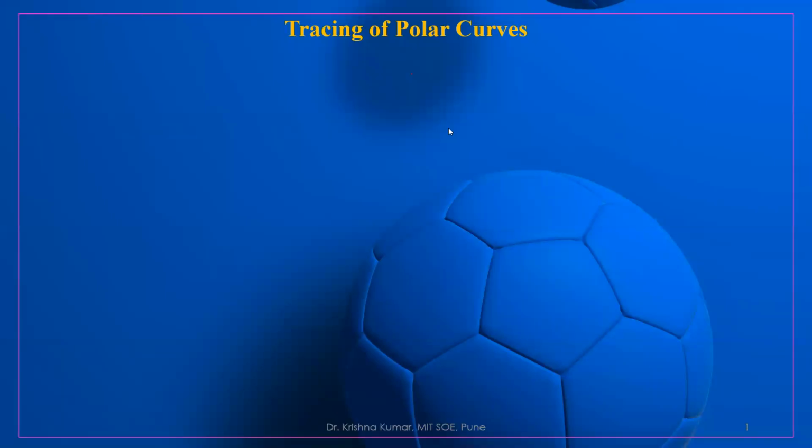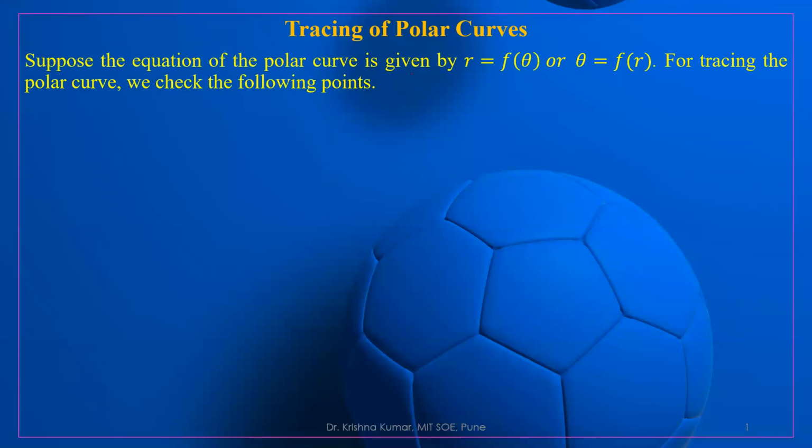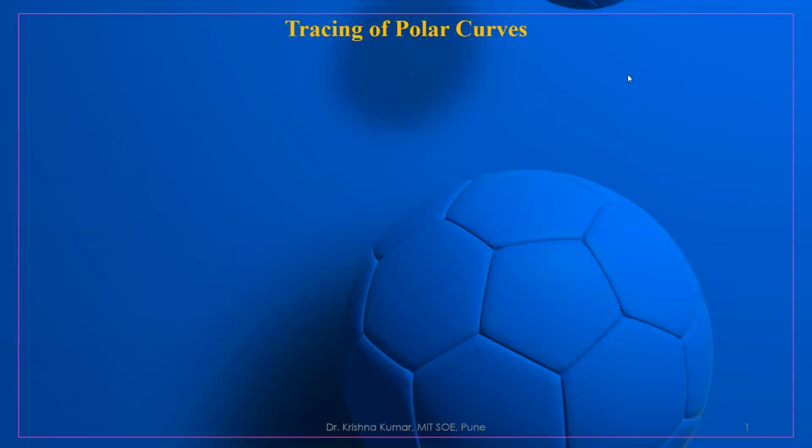So today we want to trace the polar curve. So what is a polar curve? A polar curve is a curve which contains theta and r. So let us take the equation of a polar curve given by r equal to f of theta, or theta equal to f of r. So this is a polar curve. We want to trace this curve.